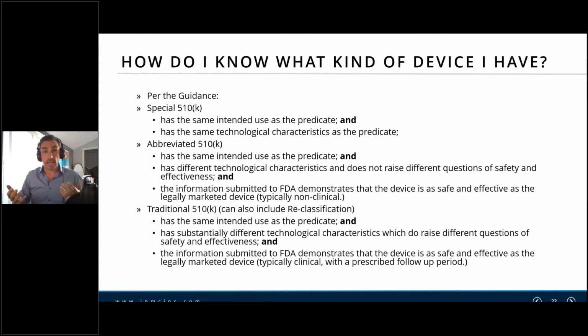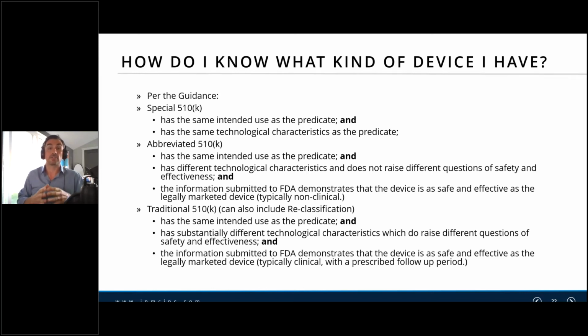So that means you're going to have to get into this: what do we have? What kind of device do I have? Well, special 510K: same intended use as a predicate, same technological characteristics as a predicate. And I should add here, you're already manufacturing it. You already have 510K approval on that particular device. An abbreviated 510K: same intended use, but different technological characteristics, and does not raise questions of safety and efficacy. And the information submitted to the FDA demonstrates the device is safe and effective as a legally marketed device.